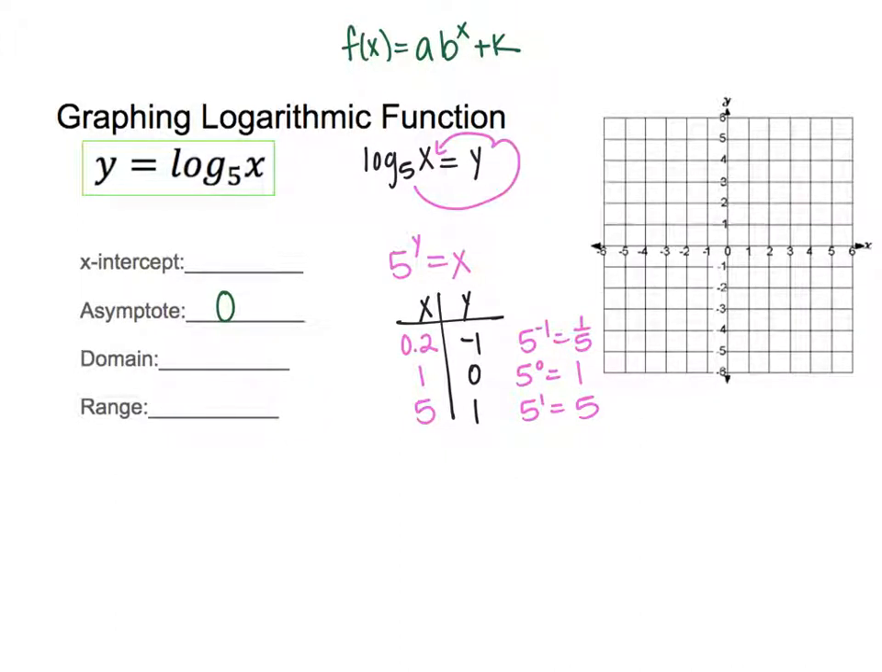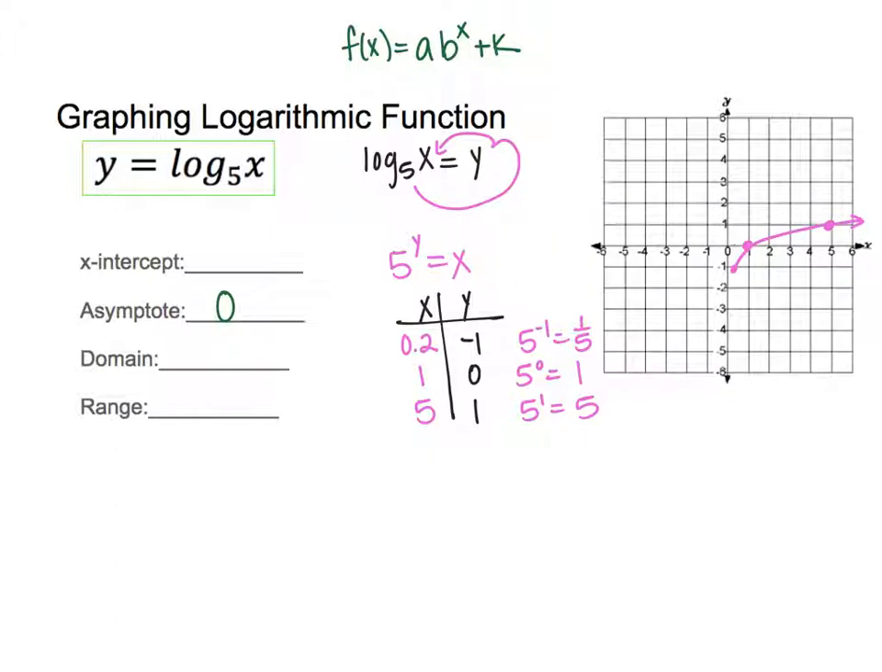That's going to be at 0.2 for x. So that's between 0 and 1 for x. It's about right here, but down 1. It's about right there. And then 1, 0 is about right here. 5, 1 is about right here. And then I'm going to do my best to curve and connect the dots.